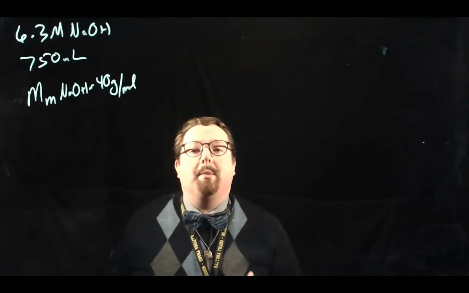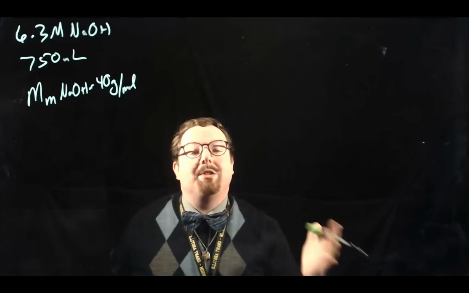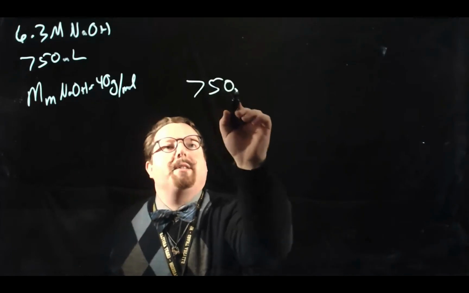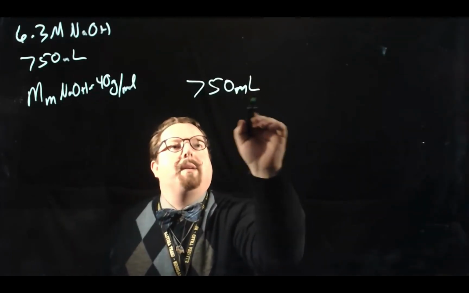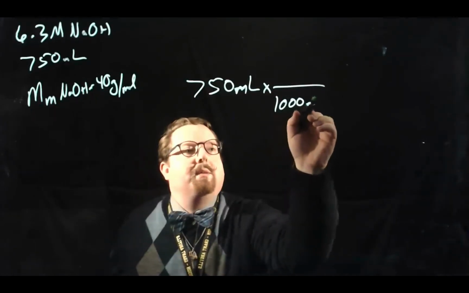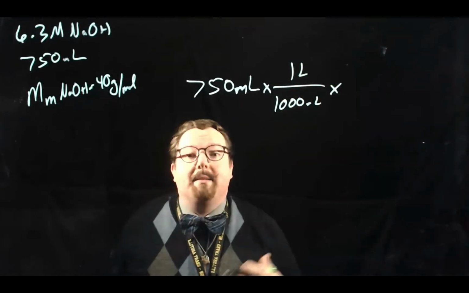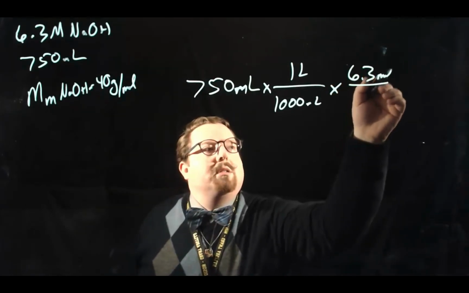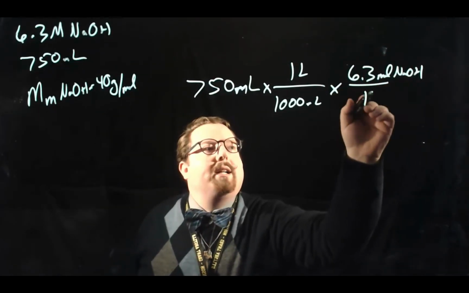All right, our next problem says that we start with solid sodium hydroxide, and we want to make a 750 milliliter solution of 6.3 molar sodium hydroxide. All right, so we want to figure out how many moles of NaOH we need to add to our water. To do that, start with your desired volume, so 750 milliliters of water. Convert that to liters, so 1,000 milliliters equals 1 liter. And then convert that to moles based on your desired molarity. So you want 6.3 moles of NaOH for every 1 liter.